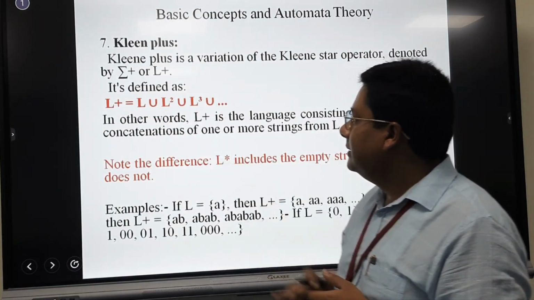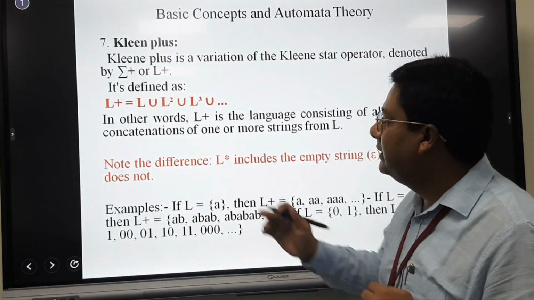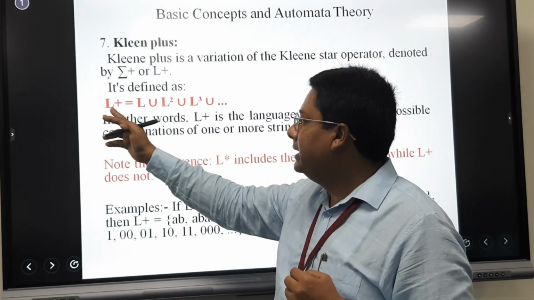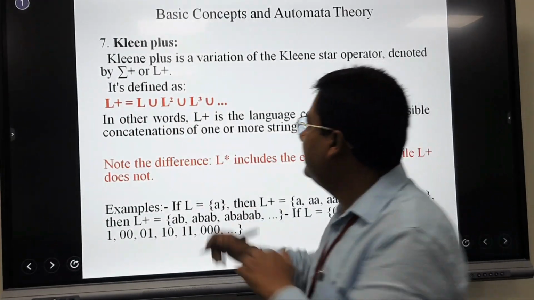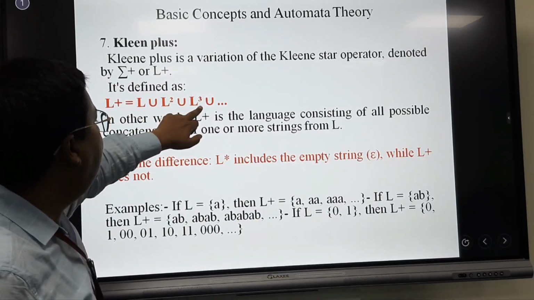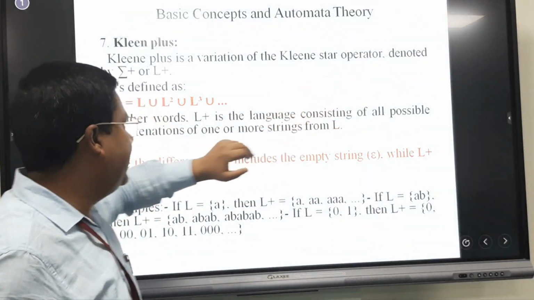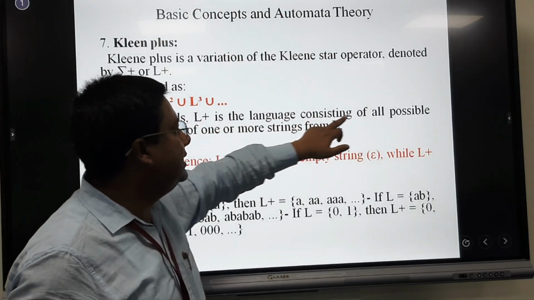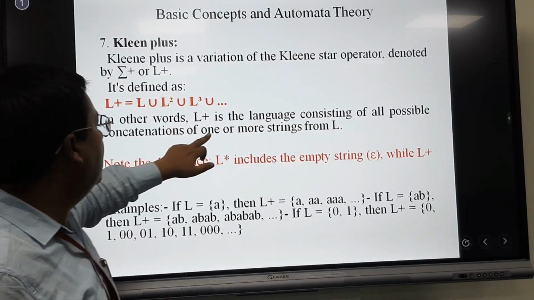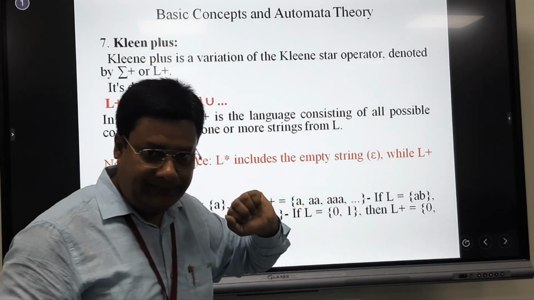How are we defining it? This is defined as L plus rather than L star. L plus starts with L1, L2, L3, L4, L5. In other words, L plus is the language consisting of all possible concatenations of one or more strings over L.